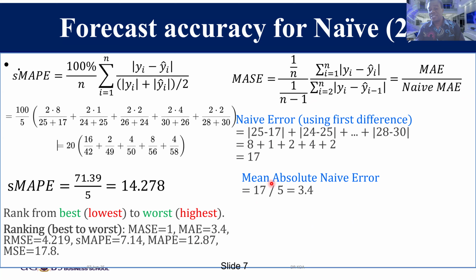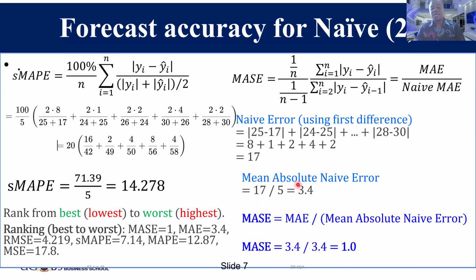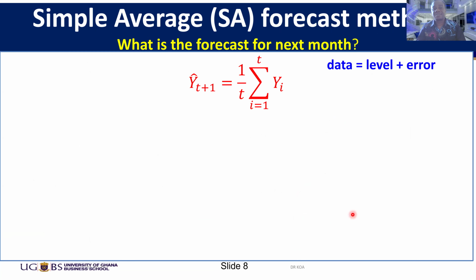If you want to calculate it, 17 by 5. That is a naive error, and that is 3.4. So you just take the MAE for this method, which happens to be the naive. It's also going to be 3.4, and then you get a MASE of 1. So looking at all of these forecast accuracies, which forecast accuracy on this example would you say is the best for the naive? In all of these, which is the best for the naive? You can rank them in order of which one is the best.